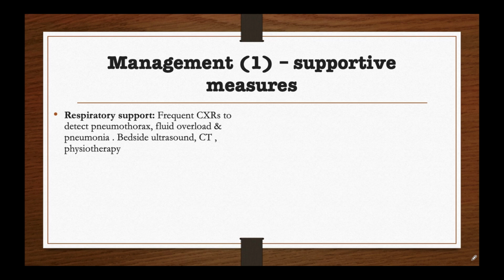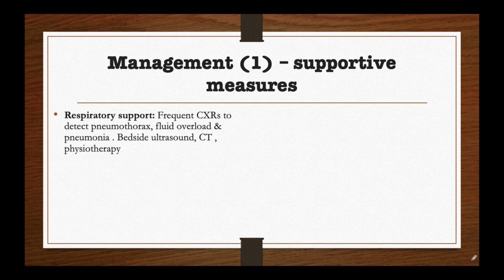Now, pneumothorax in particular should be sought if there is a sudden increase in ventilation pressure or a deterioration in the blood gases, and we can use the bedside ultrasound to help us in detecting this pneumothorax, as well as CT scan may also help us in detecting any occult pneumothorax.